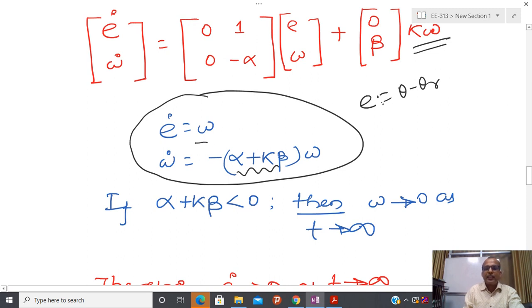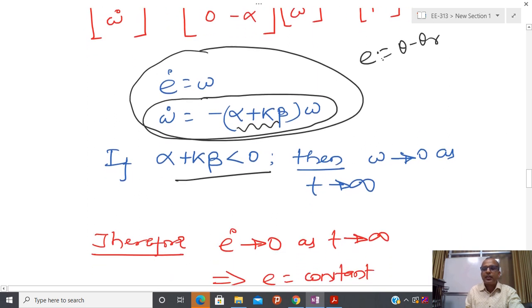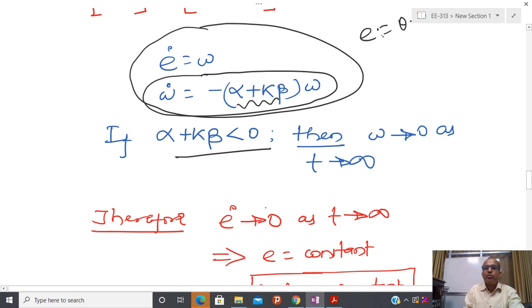You can see here that this equation is decoupled, so I am able to analyze this equation separately now. The same kind of thing you can perform if you look at the closed loop eigenvalue of this. Here this particular equation is decoupled, so I am going to see the behavior of this equation, and if I put this kind of condition, then omega tends towards 0. If omega tends towards 0, then you can see what happens: E dot tends towards 0.